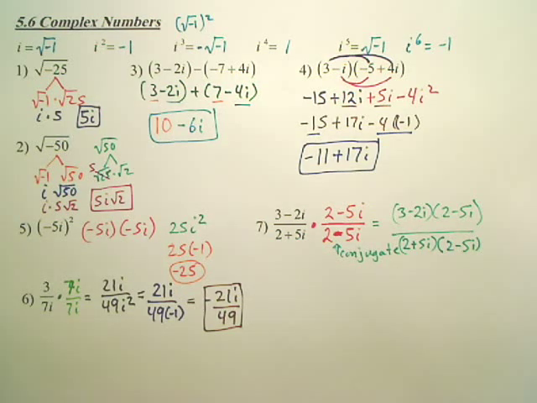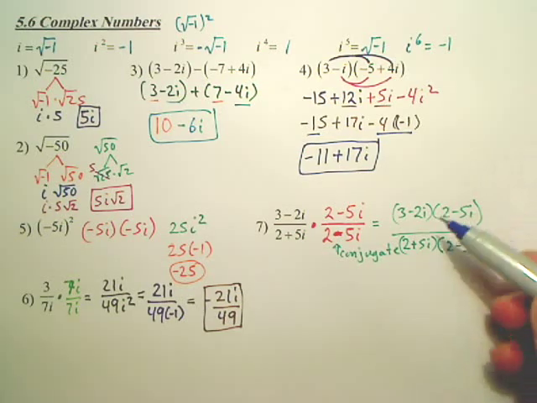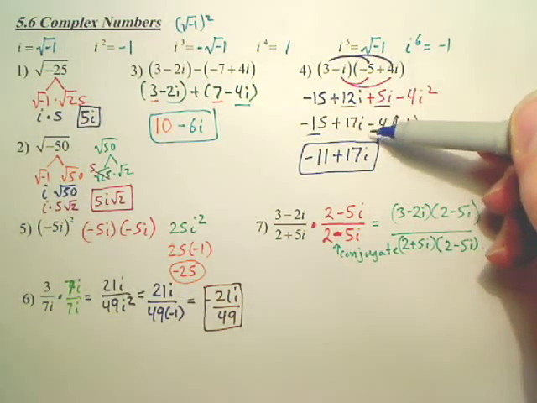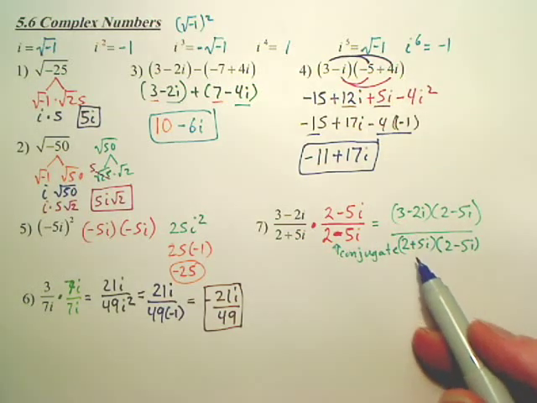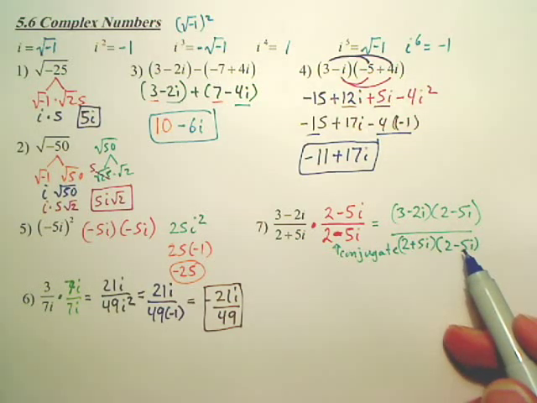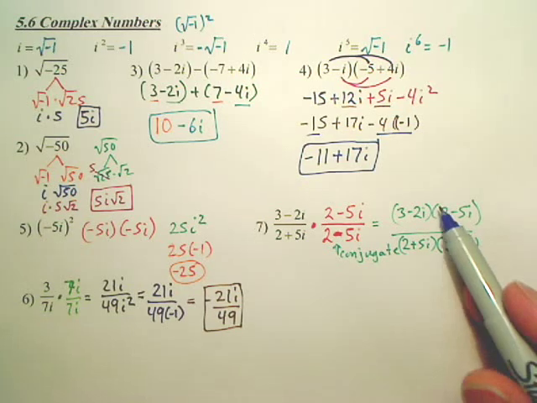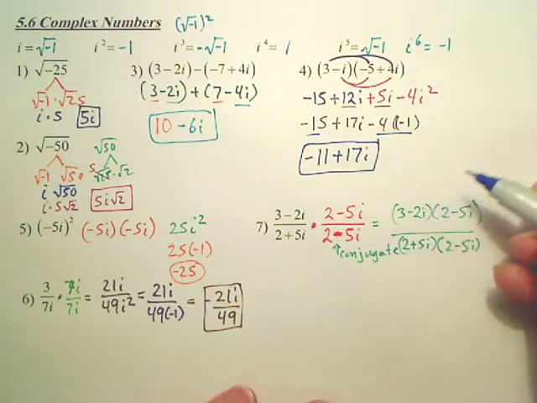What I now do from there is multiply the top through, multiply the bottom through, just like number 4 here. And what's going to happen is the bottom, all the i's are going to disappear. You'll see how that works in a second here.